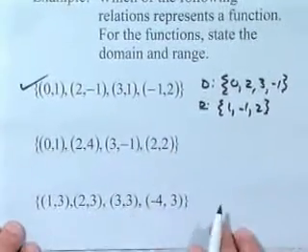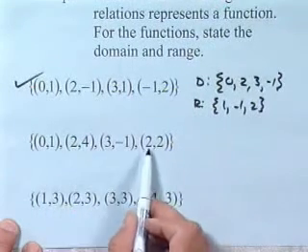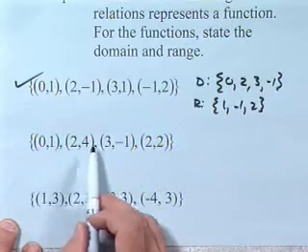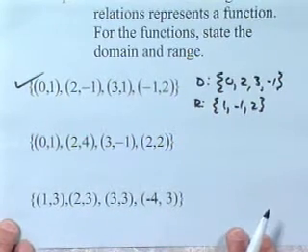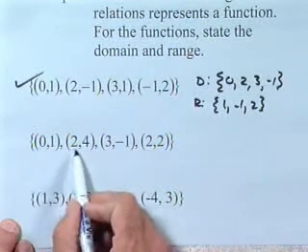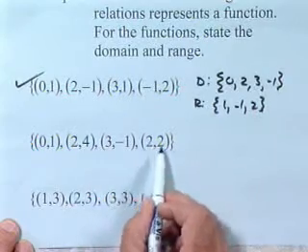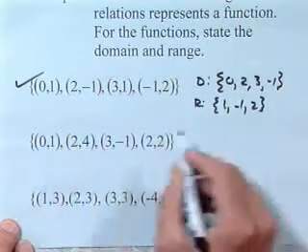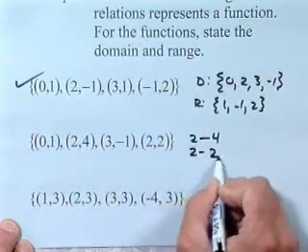Let's look at this one. The domain, 0, 2, 3. We don't have to list the 2 again. The range, 1, 4, negative 1, and 2. Now let's check to see if this is a function. Notice 0 goes to 1, 2 goes to 4, 3 goes to minus 1, but 2 also goes to 2. So notice 2 goes to 4, and 2 goes to 2.